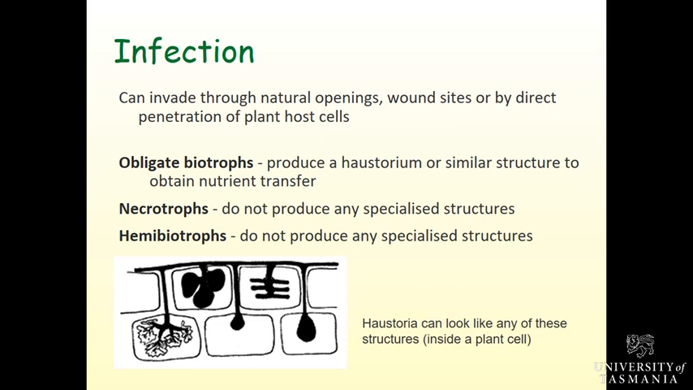And you've got some that are halfway in between, hemibiotrophs, that have the capacity to live off living tissues but don't have to. The difference between them: the obligate biotrophs produce a haustorium. This haustorium is a specialised infection structure to absorb nutrients from living cells, and they can look like a whole bunch of different structures inside the plant cells. These other guys don't need it because they tend to be killing cells or sequestering nutrients in other ways.